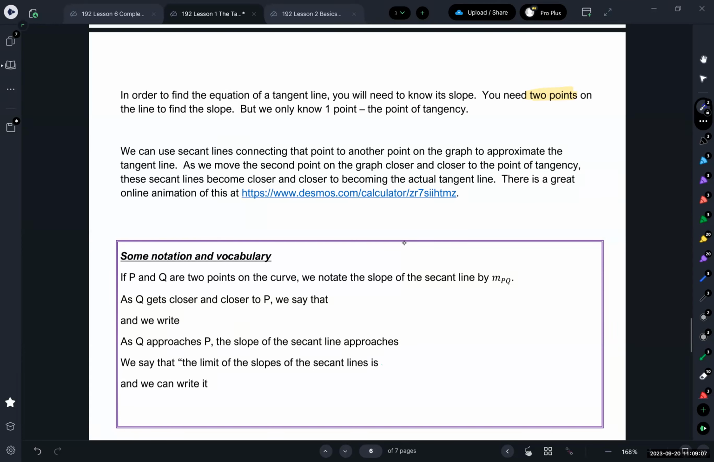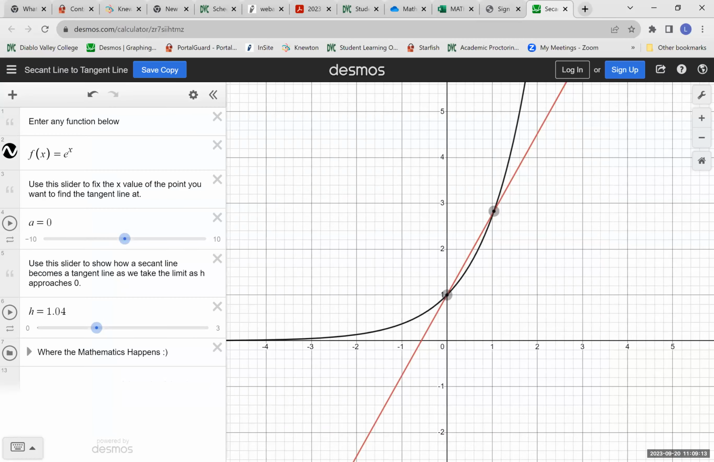There's an animation link here, and I just wanted to show it to you. Okay. Here's a picture of a curve. You can see over on the left side that this curve happens to be e to the x, but you can play around with this and put in any function you want, sine x, x squared, etc. In this situation, we have the slider, and the first point here is going to be our point of tangency. I had it at 0. So we're going to try to approximate the slope of the tangent line there.